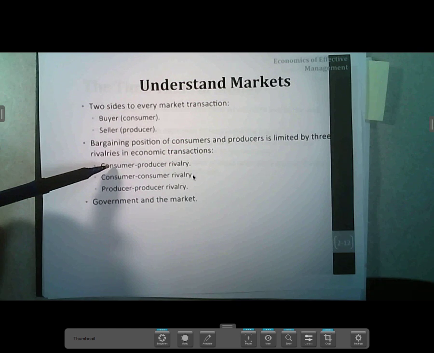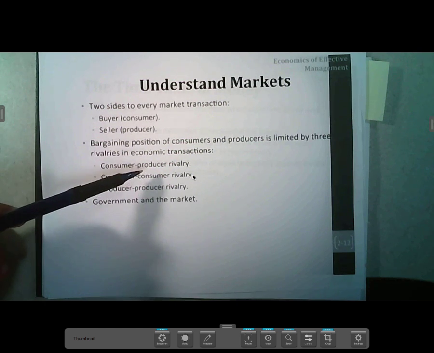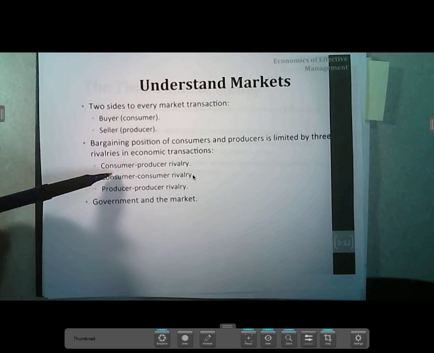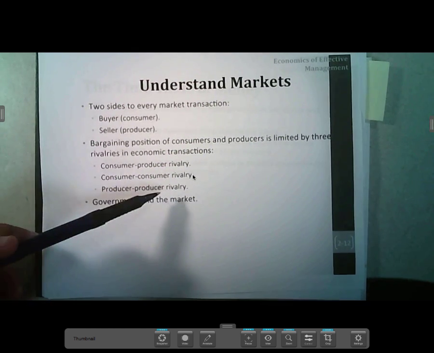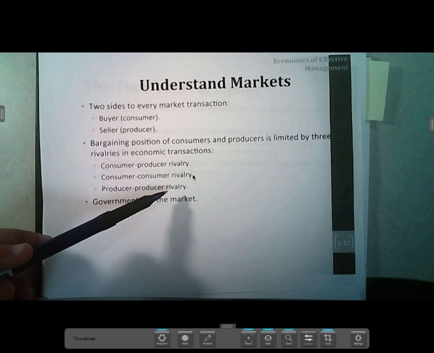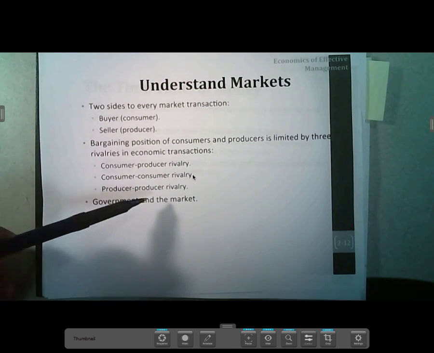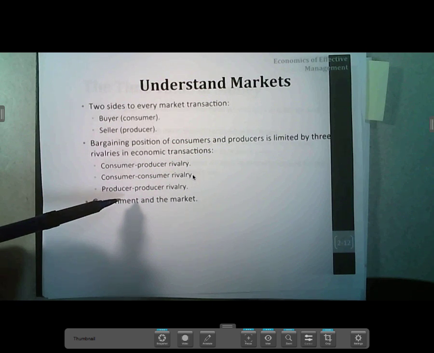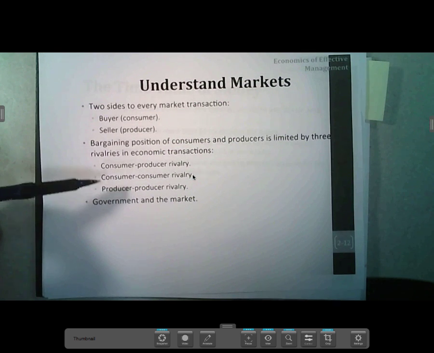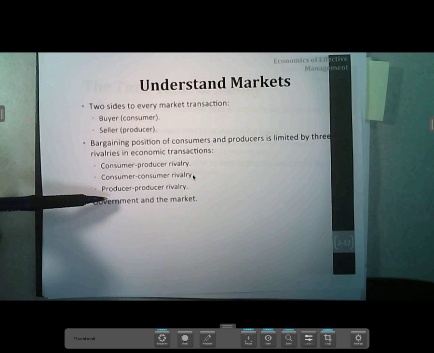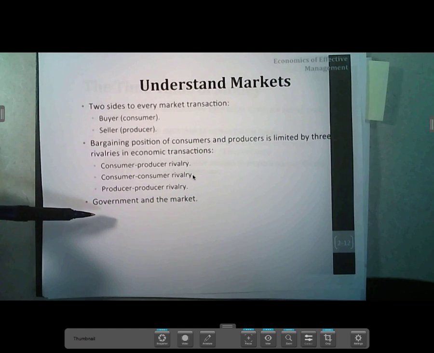Is one consumer demanding a good that only certain producers can make, or are there lots of producers all fighting for the same consumer? There's also rivalry among the consumers for certain things, and there's also rivalry among the producers to be, let's say, the dominant supplier and that kind of thing. So whether someone has market power depends on their bargaining position and the rivalries that exist. And then, quite frankly, within any market, the government's going to get involved in some way and regulate that market to some extent.